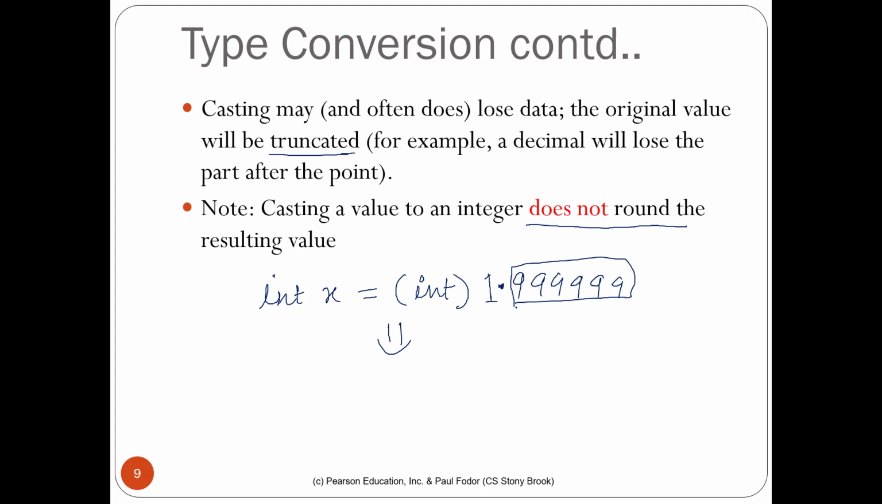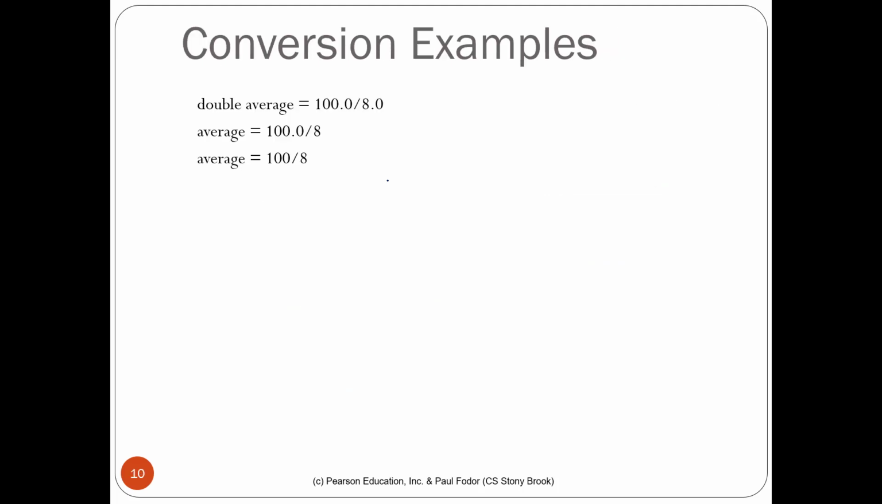That means all of this is gone. x will get the value 1. So that's the important thing. It does not round. It truncates. This casting truncates. It does not result in rounding of the double in this scenario. So be careful about casting. Now these are some very interesting examples. So let's see what will happen. These examples will help us really understand what I have just explained to you.